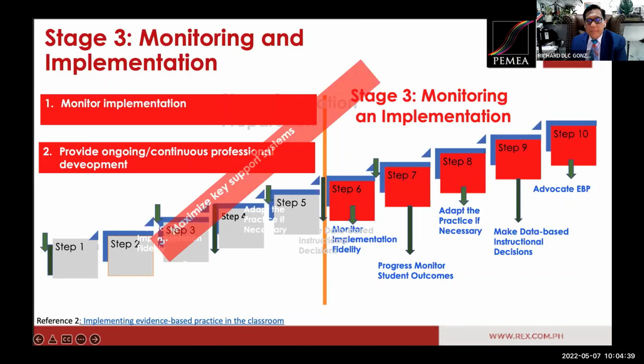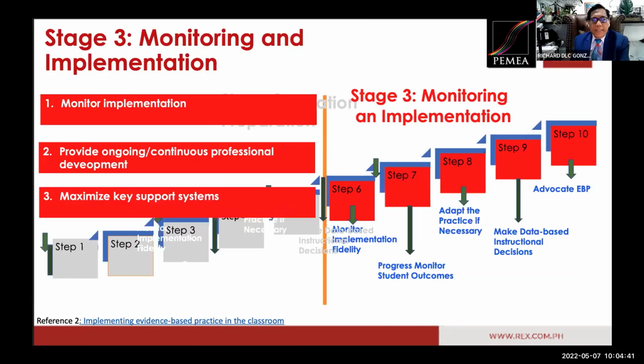Next is maximize support system. Anyone leading an EBP and working with him or her must always be ready to provide support and assistance, in the form of guidance, monitoring, and process evaluation. The key implementer of an EBP will often provide technical advice, technical assistance, and guidelines on how to implement the EBP with fidelity while adapting it to meet the particular needs of your school.